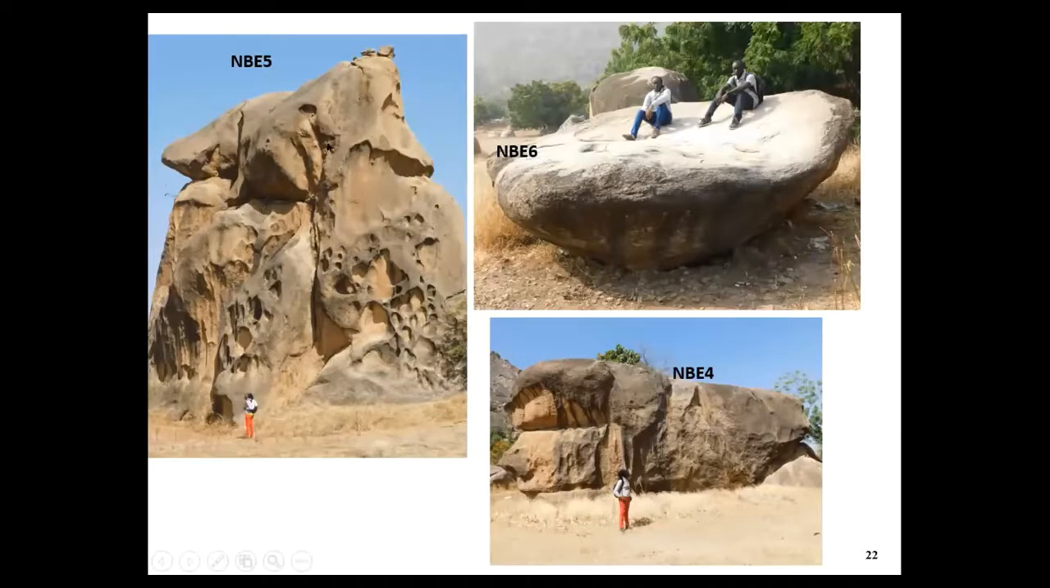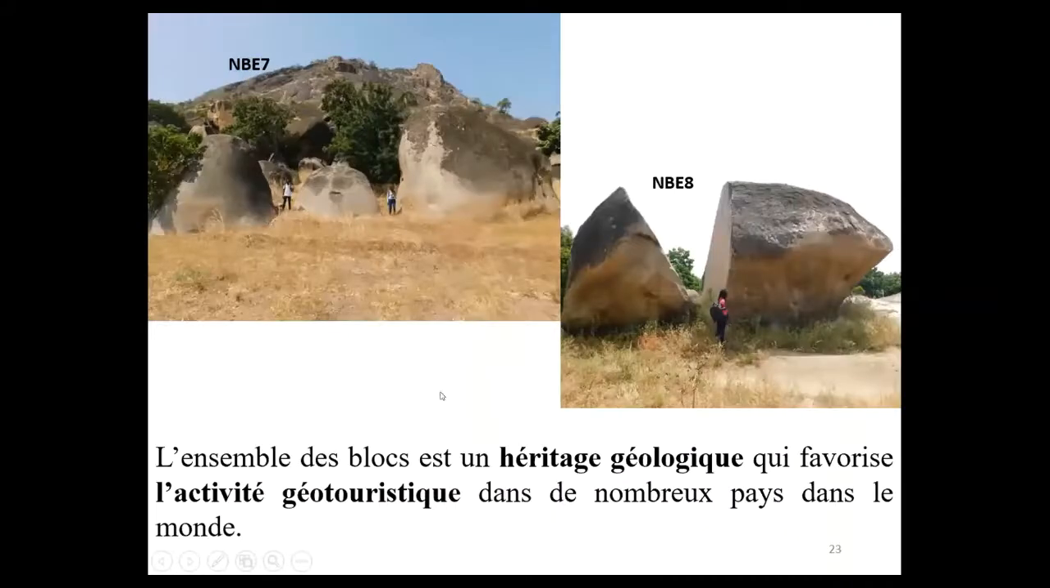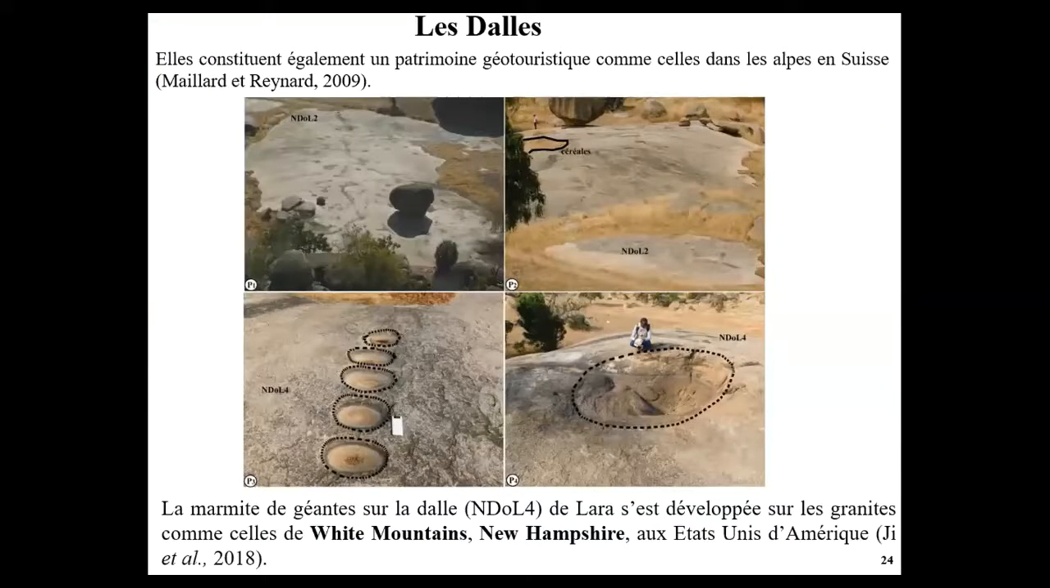Là, nous avons un bloc de roche en forme de champignon, un bloc de roche en forme de cuvette, et là, c'est un chien couché. Nous avons d'autres blocs de roche, en forme de cloche, et un bloc de roche avec la ligne du facteur tendu. L'ensemble des blocs est un héritage géologique qui favorise l'activité du géotourisme dans de nombreux pays dans le monde entier. Nous avons également les dalles.